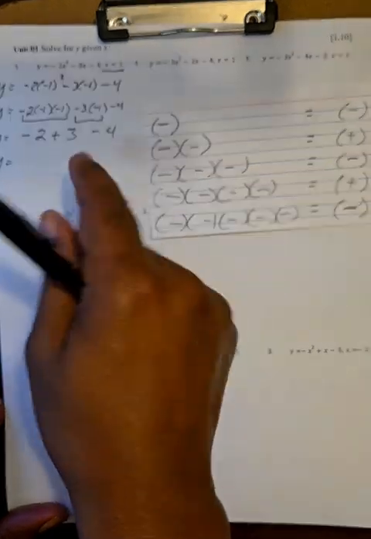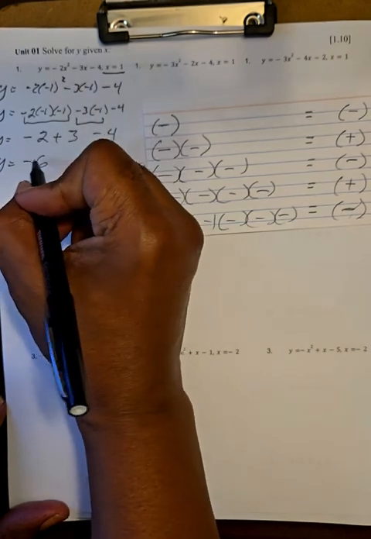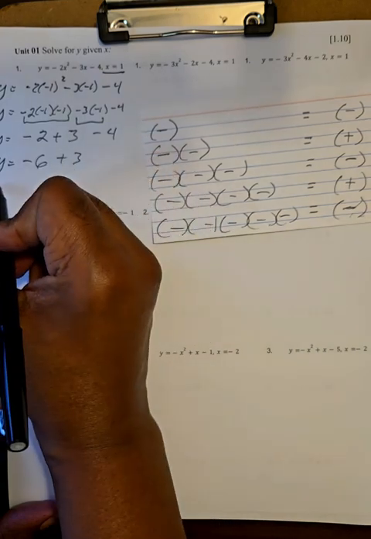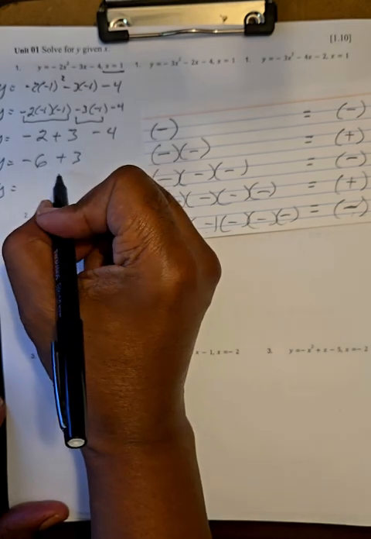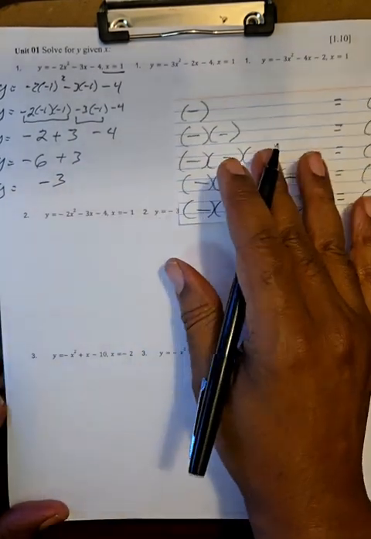So same signs will add. So 2 and 4 are same signs, so they'll give us 6. And bigger sign wins, so it will be -6, then plus 3. Now we have different signs. Different signs will subtract. So 6 take away 3 is 3. The bigger sign wins, so this is -3.